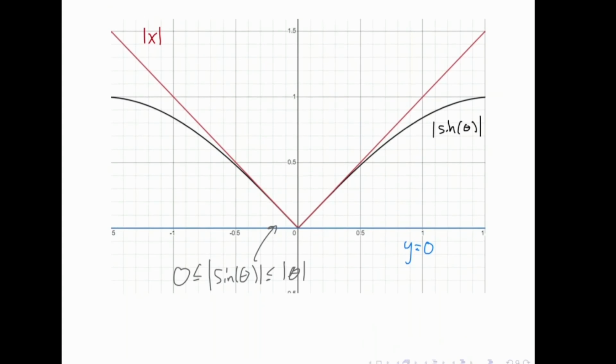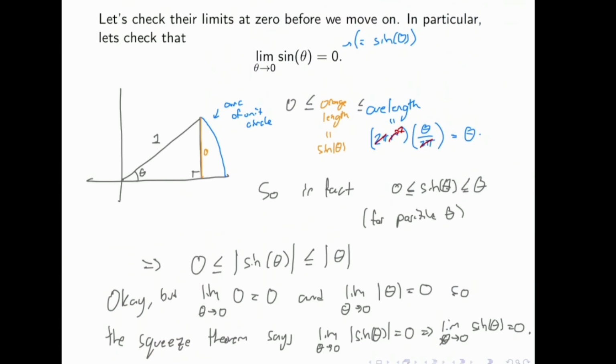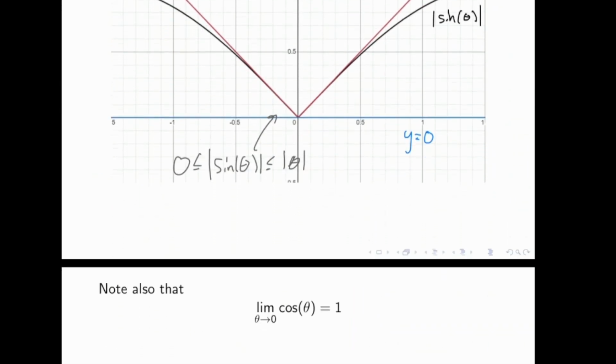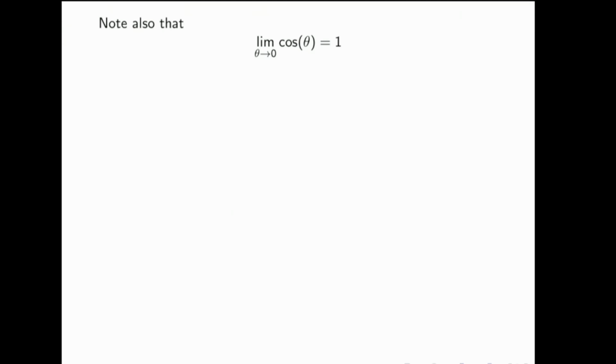Just in case we needed some visual confirmation that what we were doing up here was indeed true. So we just checked that the limit as theta goes to 0 of sine of theta is in fact 0. And from this, we can actually get that the limit as theta goes to 0 of cosine of theta is 1. So how do we do that?